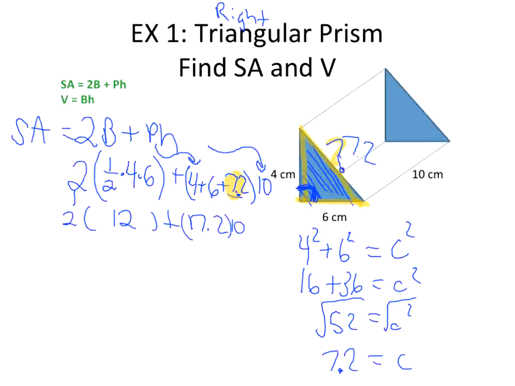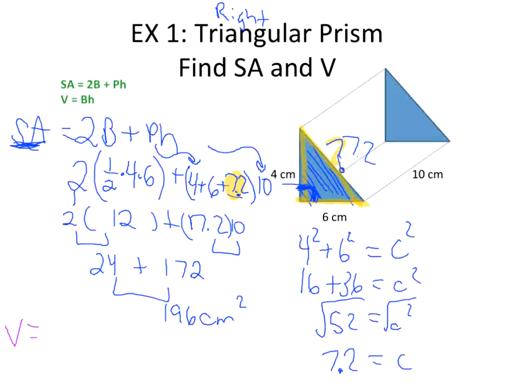times 10. So let's do these multiplication problems. Here I have 24, and then here I will have 172. By the time I add them all together, 172 plus 24 gives me 196. And if we're talking surface area right now, my units are going to be centimeters squared. So please stop, take a peek at all of the steps that we did, because this is what you're going to have to be able to do on a test and a quiz.